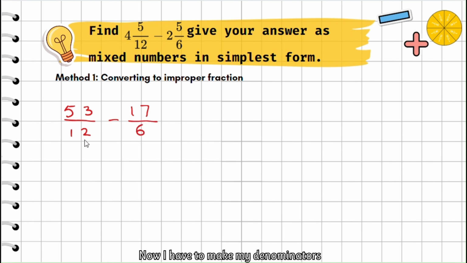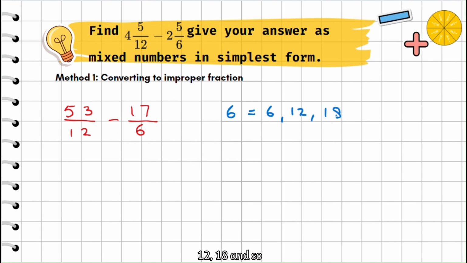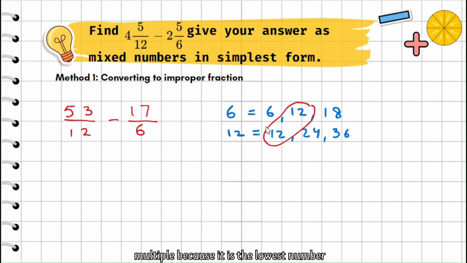Now I have to make my denominators common. So to do that, I'm going to write the multiples of each denominator. So the multiples of 6 are 6, 12, 18, and so on. The multiples of 12 are 12, 24, 36, and so on. And we can see that 12 is my lowest common multiple because it is the lowest number which is common in both 6 and 12.